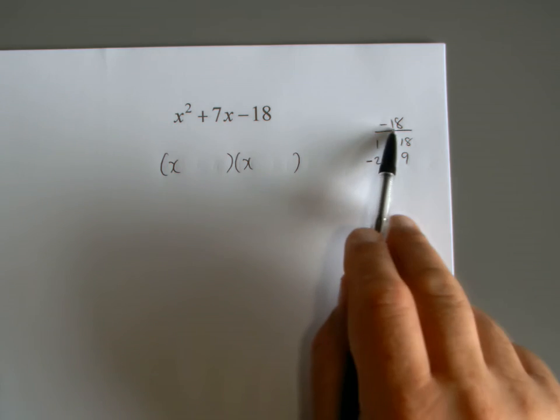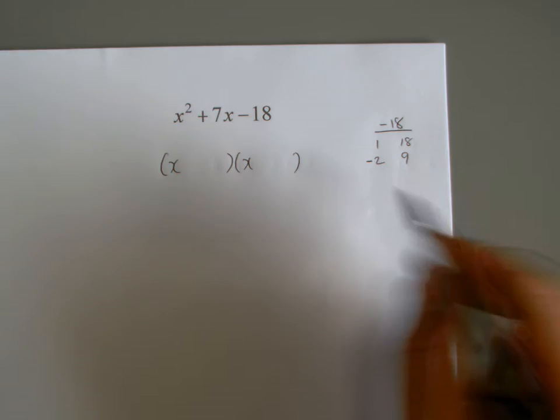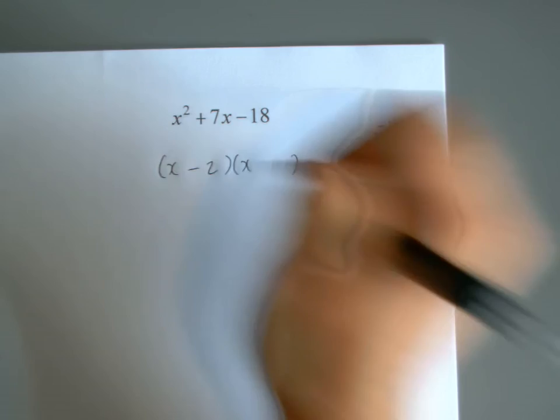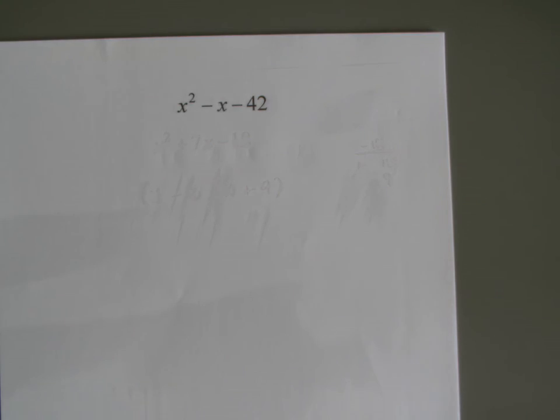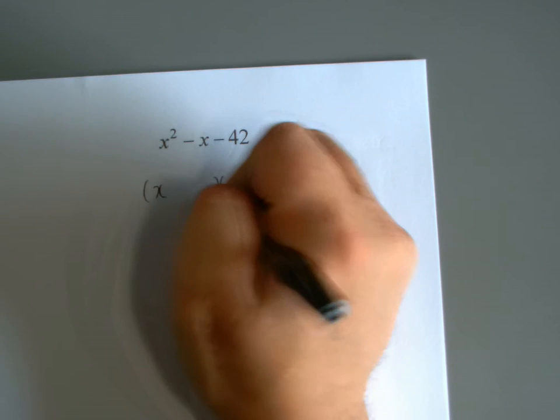And when you multiply them, you get negative 18 there, when you multiply them together. So negative 2 there plus 9 there. Okay, so next one, x again in both brackets.